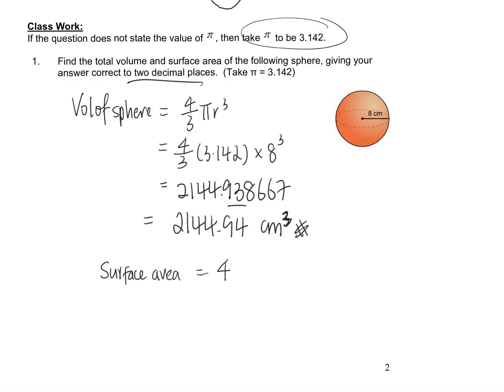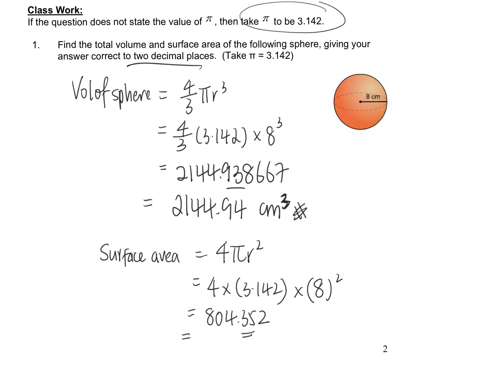Okay, surface area we all agree is 4 pi r squared. So just use the formula. Okay, so 2 decimal places again. So 804.35.